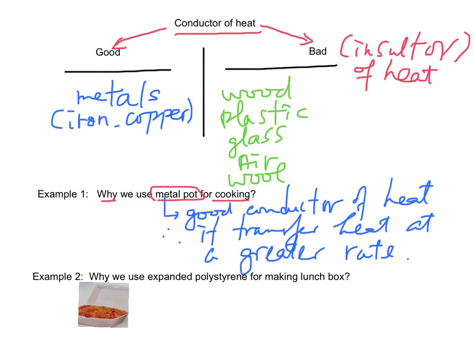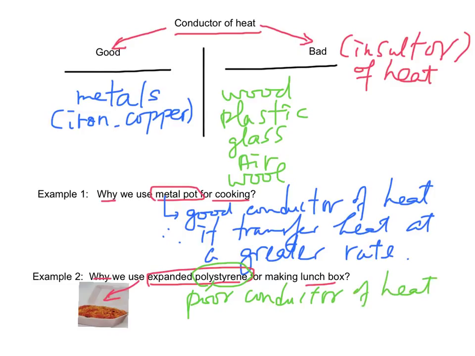Example 2. Why do we use expanded polystyrene for making lunchboxes? The reasons are that, first, polystyrene is a poor conductor of heat. Therefore, the rate of heat loss to the surrounding is minimized.